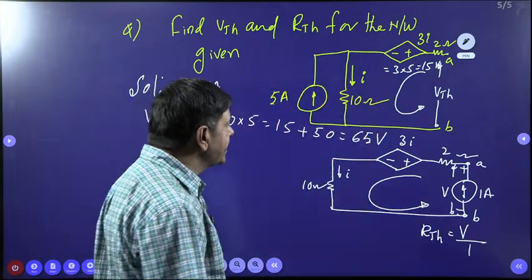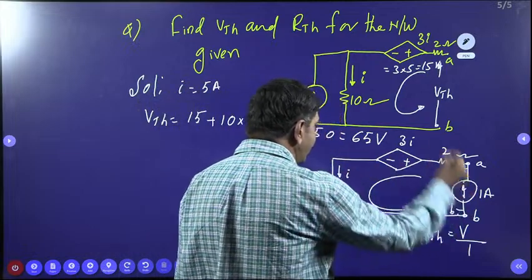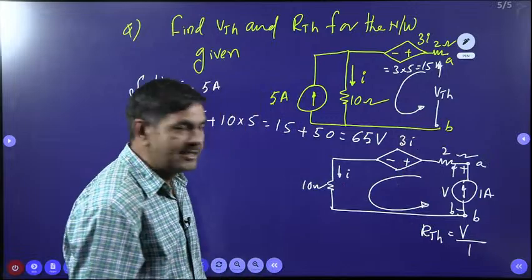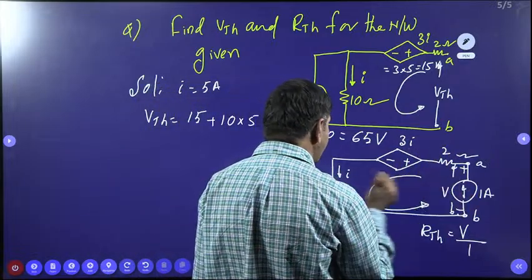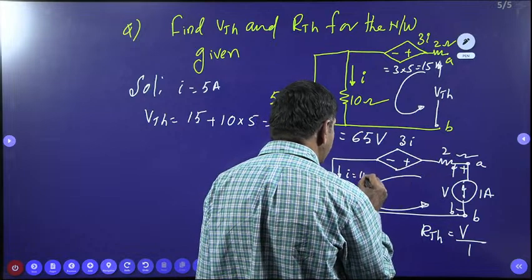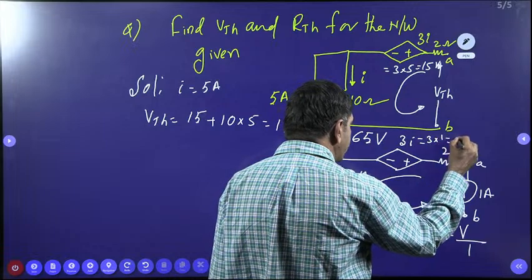Sir, what is I, sir? This 1 ampere is in the direction of I. The current passing through these is the same I. I is nothing but 1 ampere, so I can use it here. What about 3I? 3 into 1, it becomes 3 volts only.